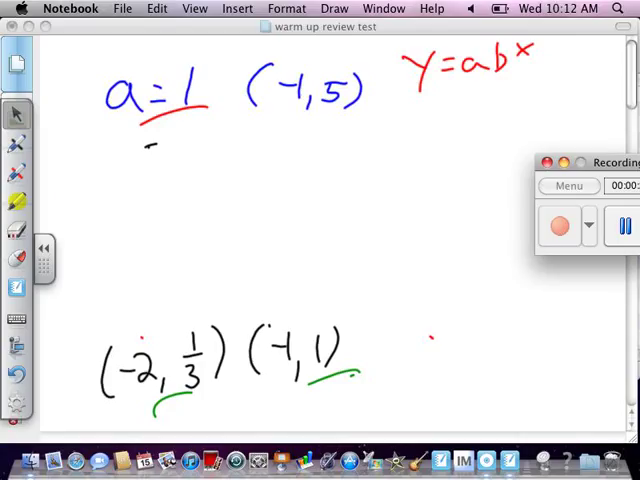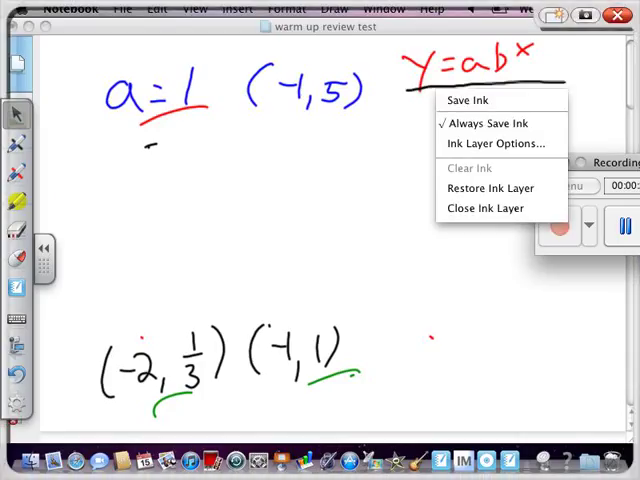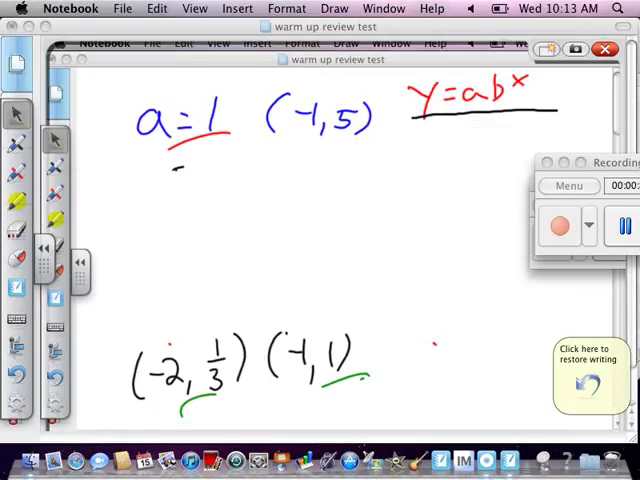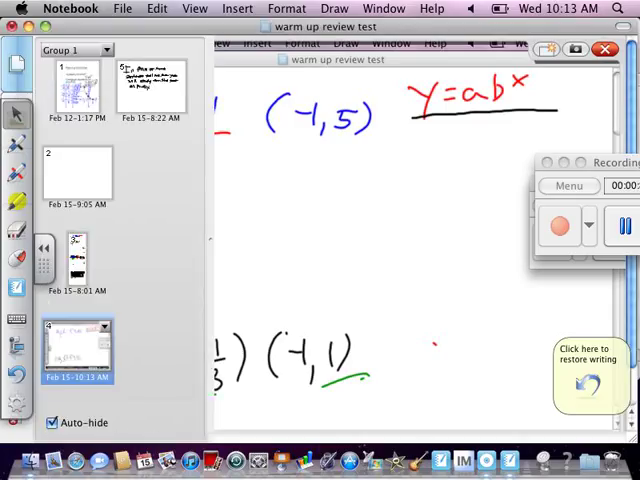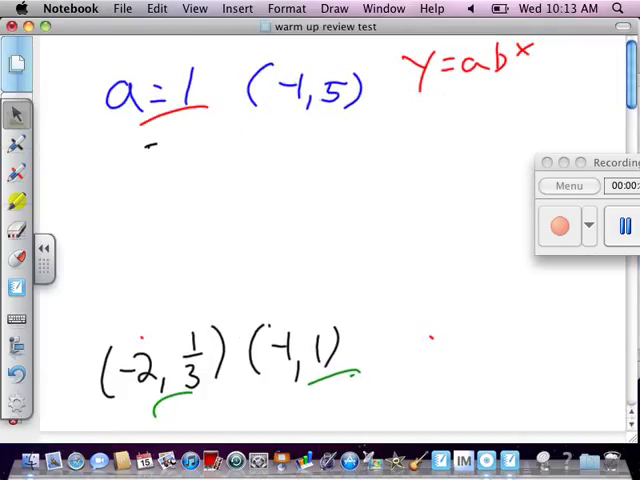If we have A and a point, you're going to get a formula that is y equals a b to the x. Okay? So our first step, ladies and gentlemen, is to figure out what x and y are. So we're going to label this x, we're going to label this y. We're going to simply stick it into this little equation right here. 5 equals a, which is 1, b we don't know, x is negative 1. Yes, ma'am. This is a and a point.